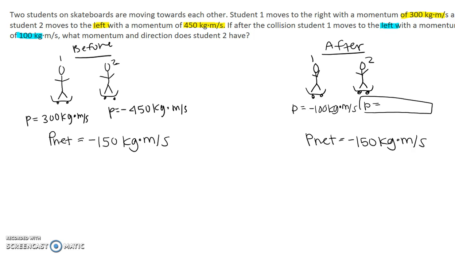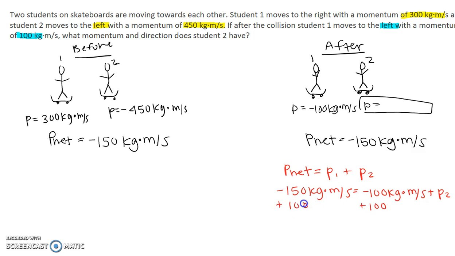So what that looks like, P net is equal to P1 plus P2. And in our case, P net, negative 150 kilograms times meters per second, is equal to negative 100 kilograms times meters per second plus P2, which is what we're looking for. In order to solve this equation, I add 100 to each side, and I get negative 50 kilograms times meters per second equals P2. So that's your answer.